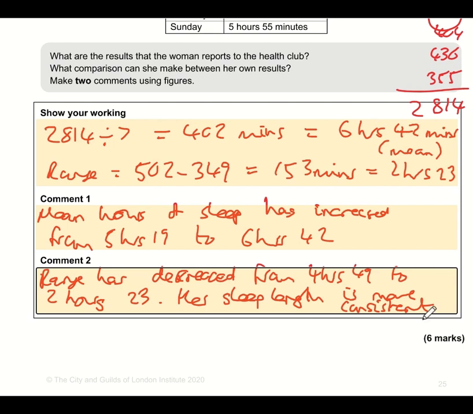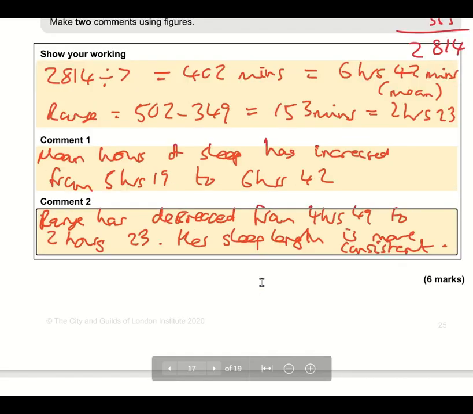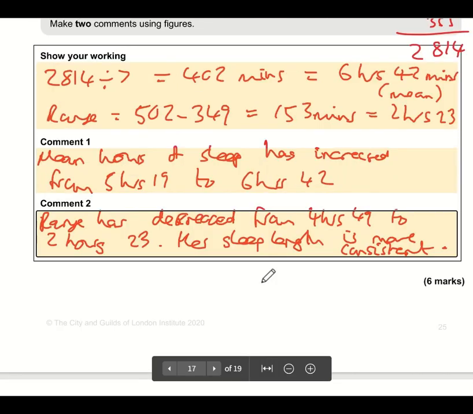So remember, with range, you just need to be thinking of consistency. The smaller the range, the more consistent the data. The bigger the range, the less consistent the data. And that takes us to the end of this section of the test.